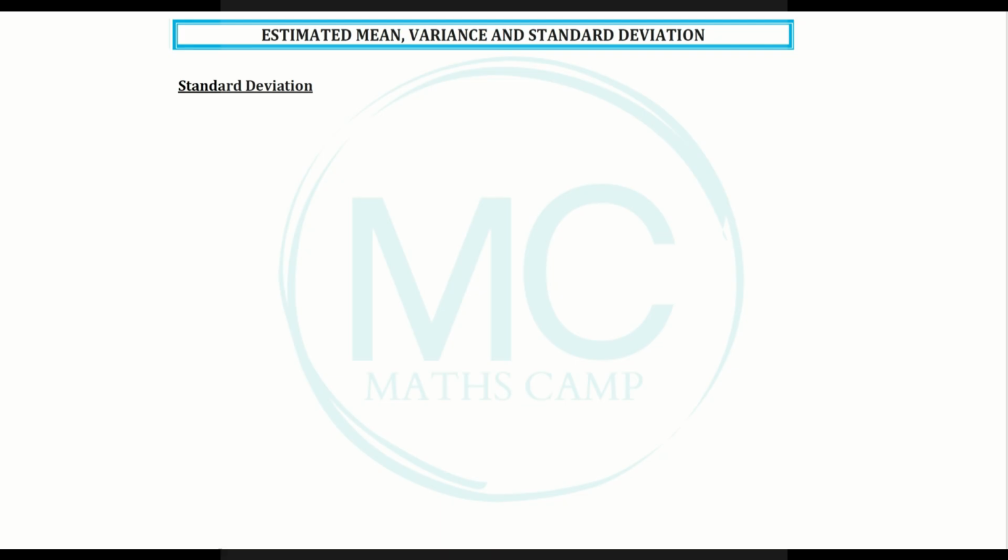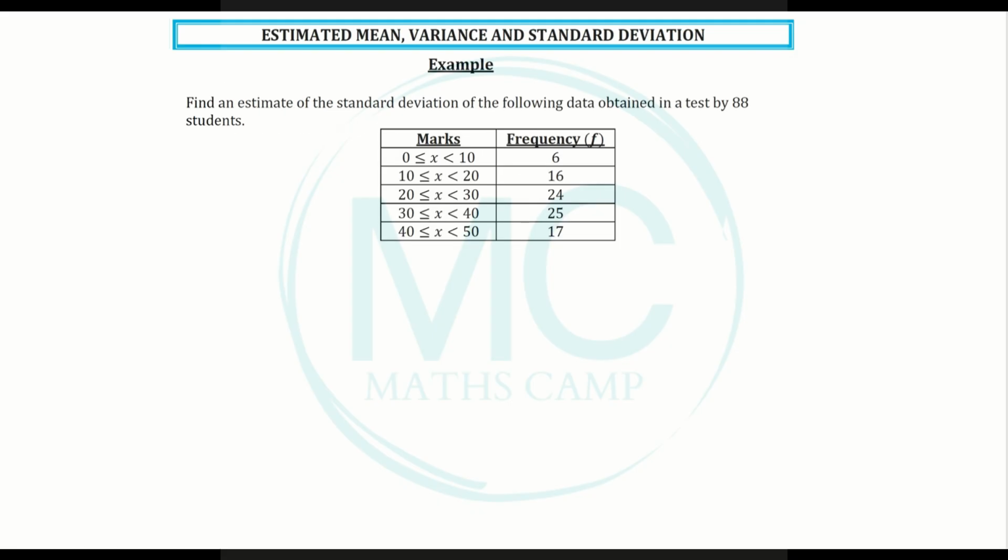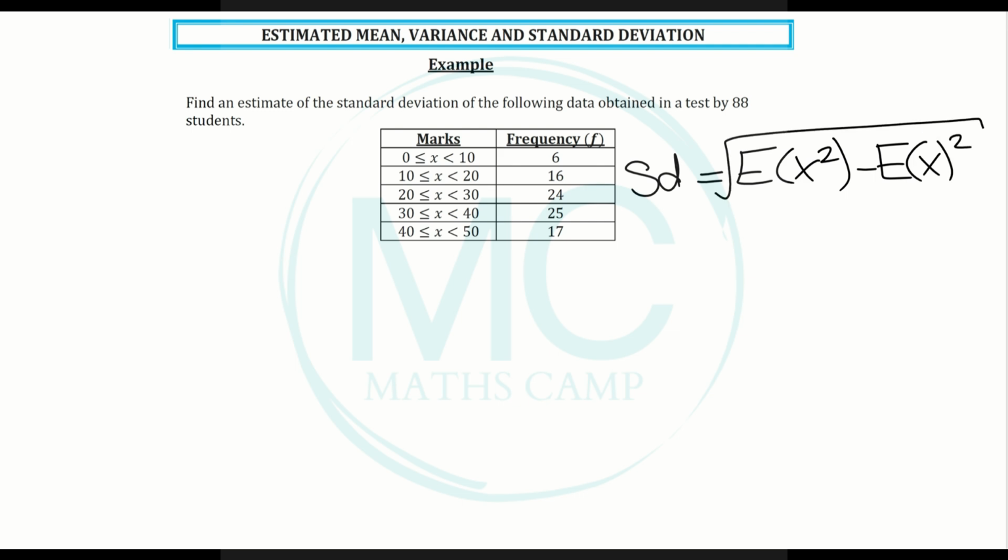Standard deviation is the square root of the variance. All the rules for a variance apply to standard deviation, except now we square root. So let's look at another example. Find an estimate of the standard deviation of the following data obtained in a test by 88 students. To find the standard deviation, I can say the standard deviation is equal to ex squared minus ex squared, all under a square root.